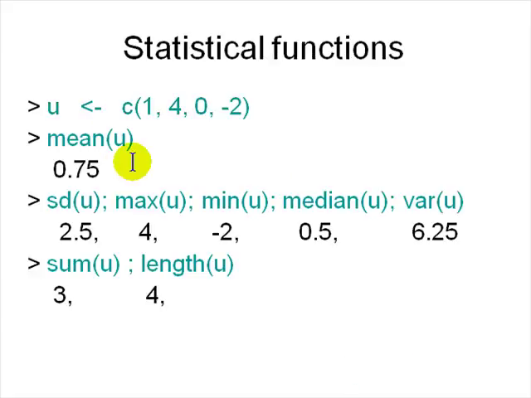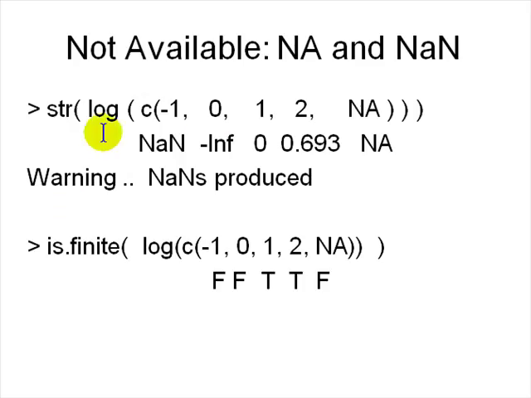Then we have many functions like mean. You have a vector, you can find a mean, standard deviation, maximum, minimum, median, variance, sum, length. The sum of U is 3, length of U is 4. Standard deviation is 2.5, max is 4, min is minus 2, median is 0.5, and variance is 6.25, and mean is 0.75.